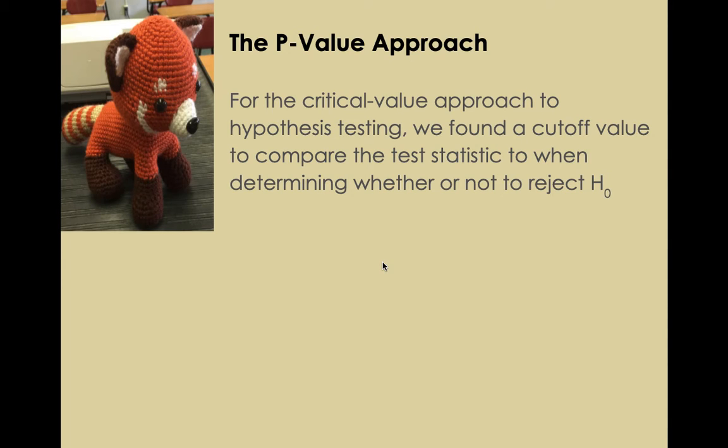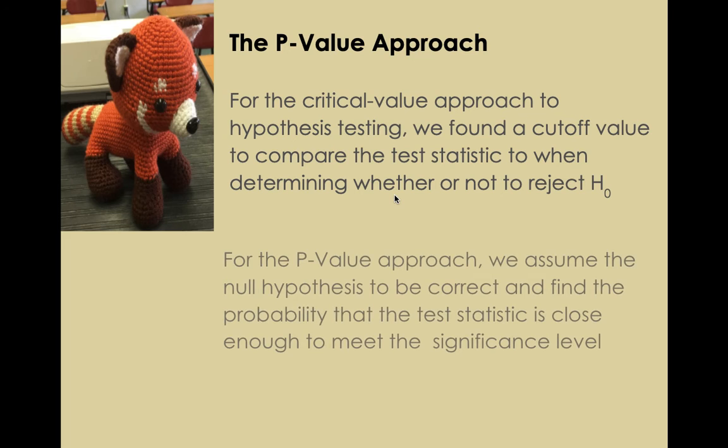So when we did the critical value approach, we found a cutoff value, and then we compared our test statistic to this cutoff value to determine should we reject the null hypothesis or we don't have enough evidence to reject it. For the p-value approach, we're going to assume the null hypothesis is correct, and then find the probability that my test statistic is close enough to meet the significance level.